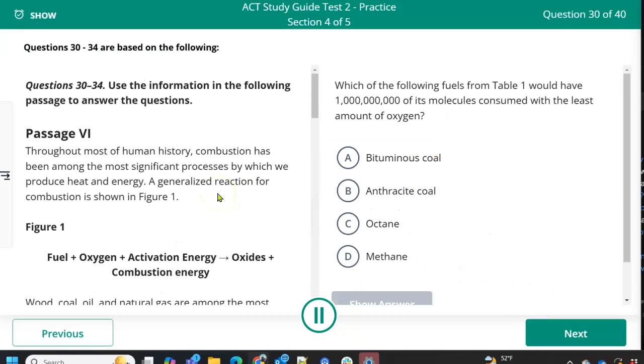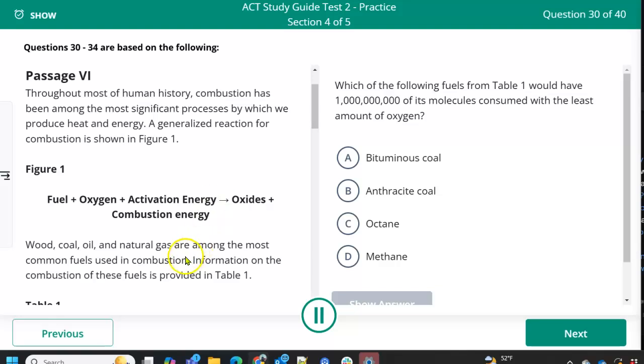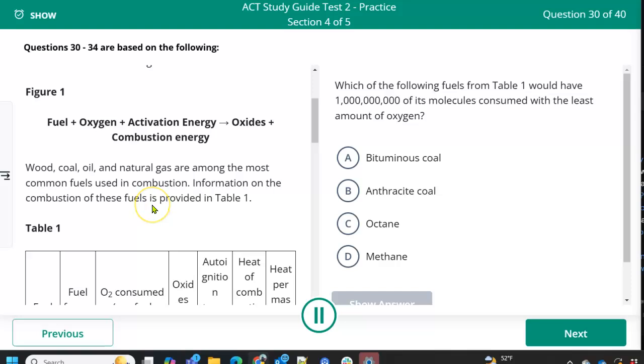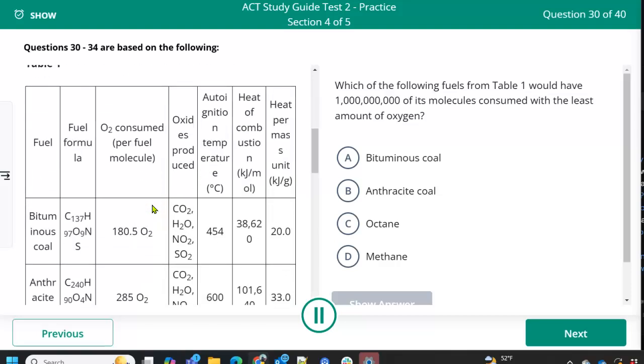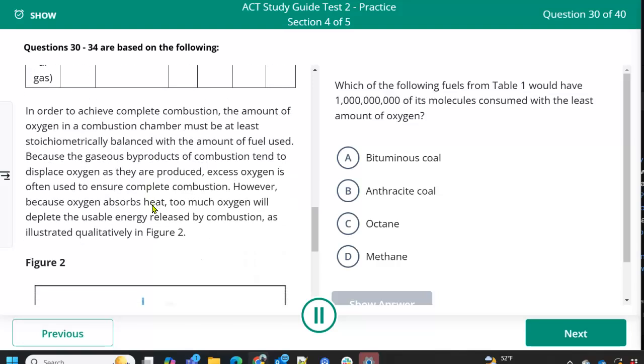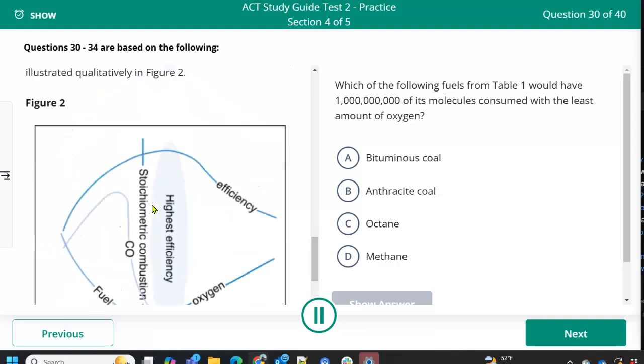Is this a new one? It is. All right. Through most of human history, combustion has been among the most significant processes. All right. Produces heat, produces energy. Generalized reaction is this: fuel plus oxygen plus activation energy gives us oxides and combustion energy, heat and energy. Okay. Wood, coal, oil, natural gas, most common fuels. Information is provided in table 1. In order to achieve combustion, I'm going to hold off on that until I have some context for it.